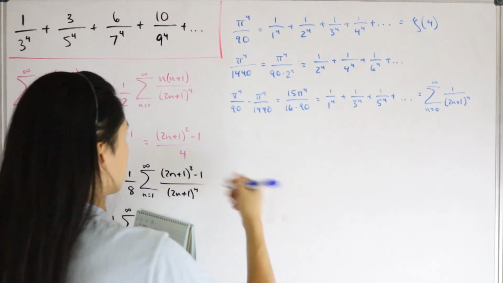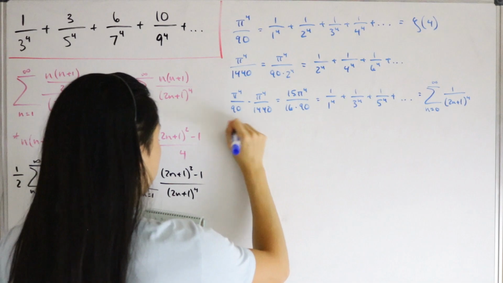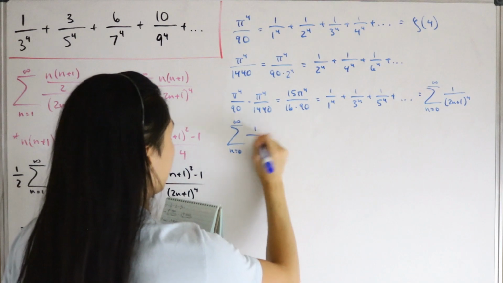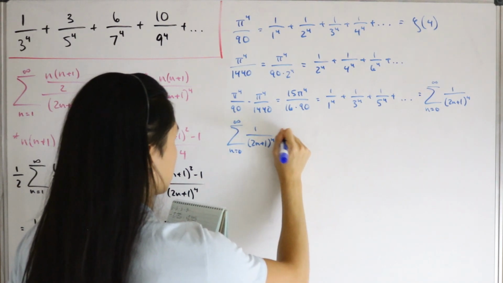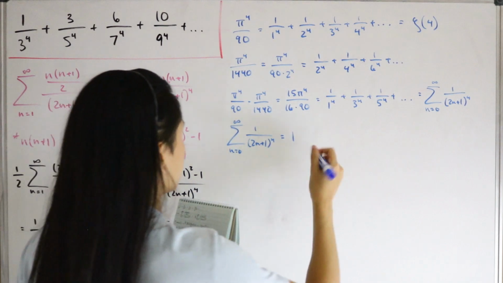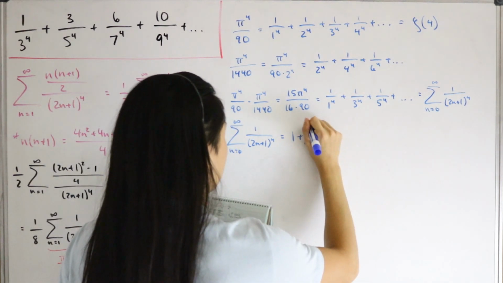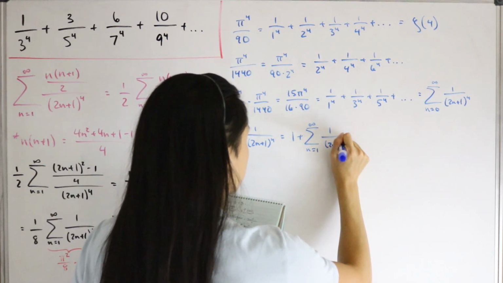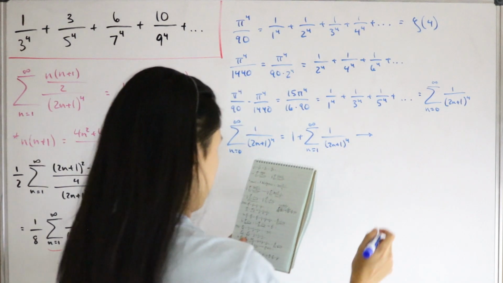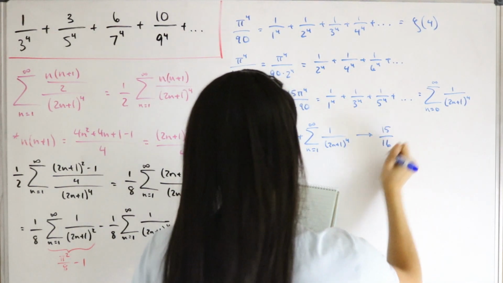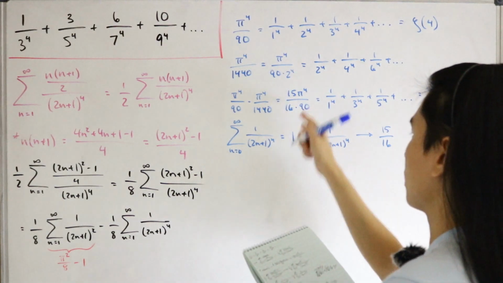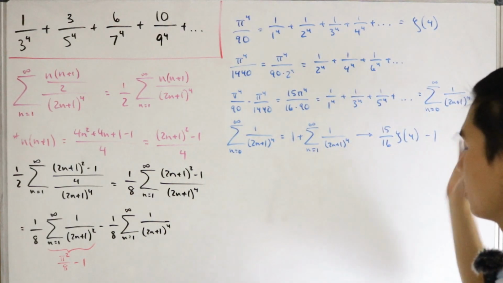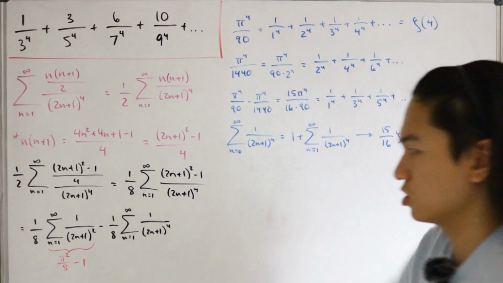To readjust everything, originally the sum from n equals 0 to infinity of 1 divided by 2n plus 1 to the power 4 is the same thing as 1, if you evaluate this at n equals 0, plus the sum from n equals 1 to infinity of 1 divided by 2n plus 1 to the power 4. In other words, that's the same thing written as 15 divided by 16 times pi to the power 4 divided by 90. So I'll replace this with the Riemann zeta of 4 and then subtract 1. With that out of the way, that's our answer for this summation series over here.